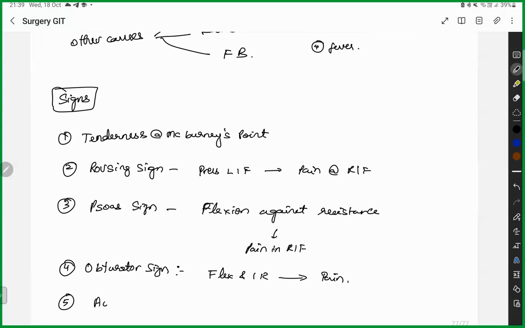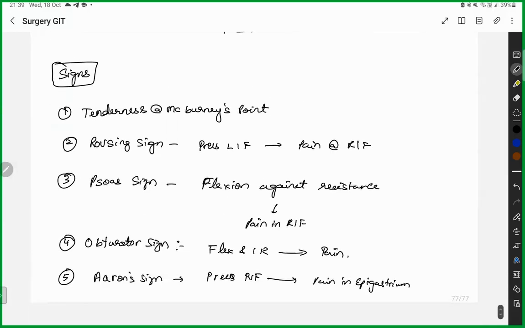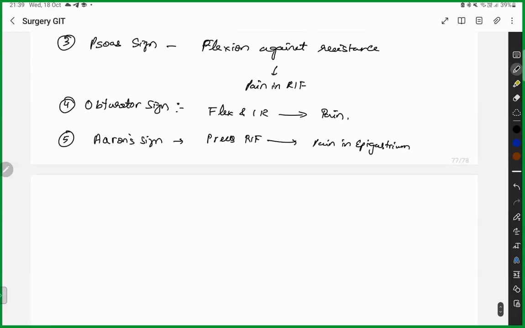And number 5 is going to be Aaron sign. What is Aaron sign? When you press the right iliac fossa, that is going to cause pain in the epigastrium. And number 6 is going to be Dunphy sign. What is Dunphy sign? Pain on coughing. That is called your Dunphy sign.